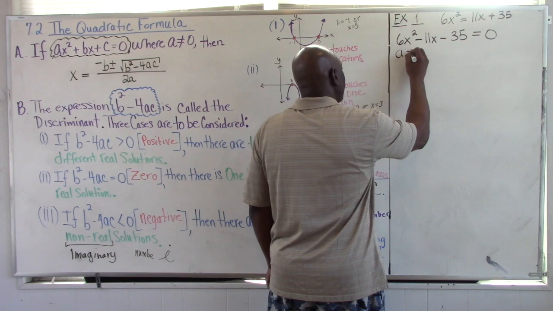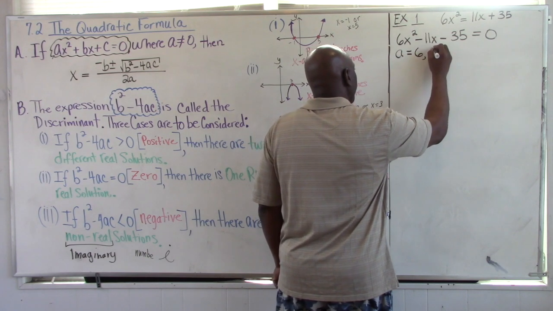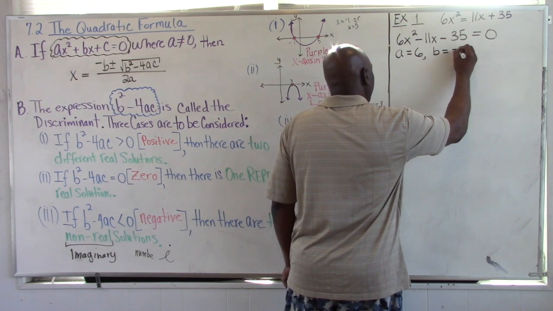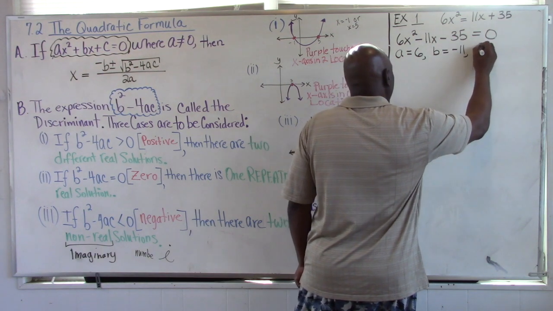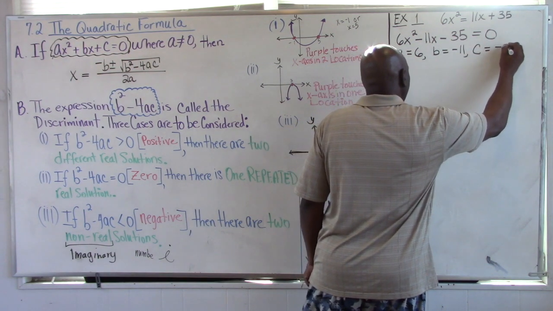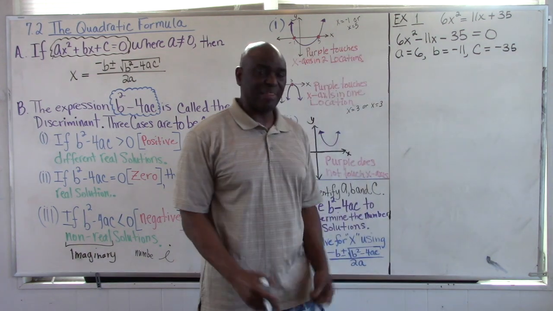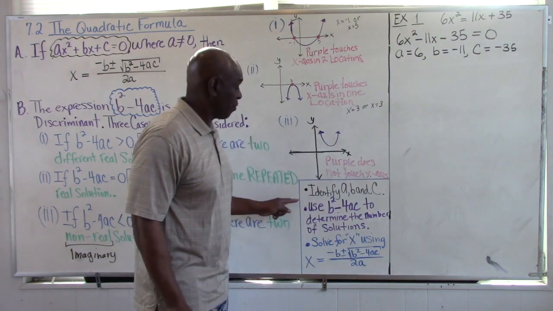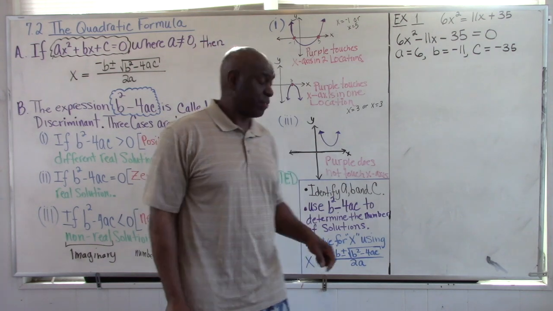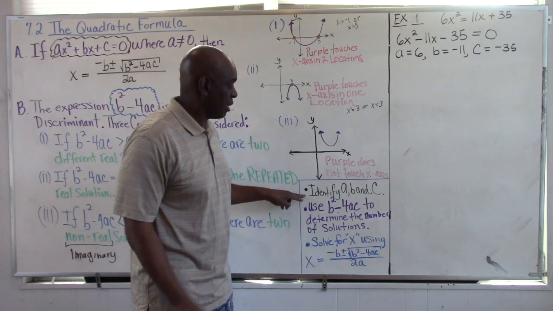So A has to equal 6. B has to equal negative 11. And C has to equal negative 35. And that's it. That's it for part 1. That's it for the first point here.